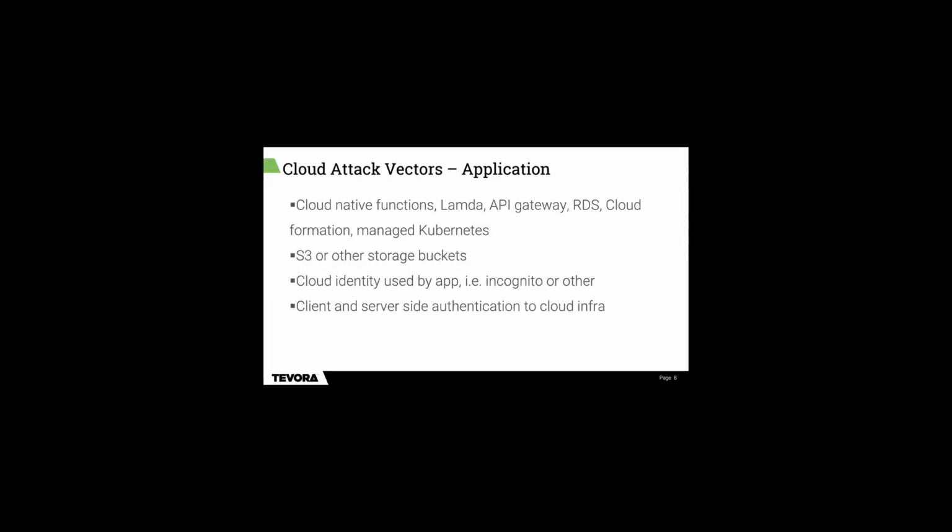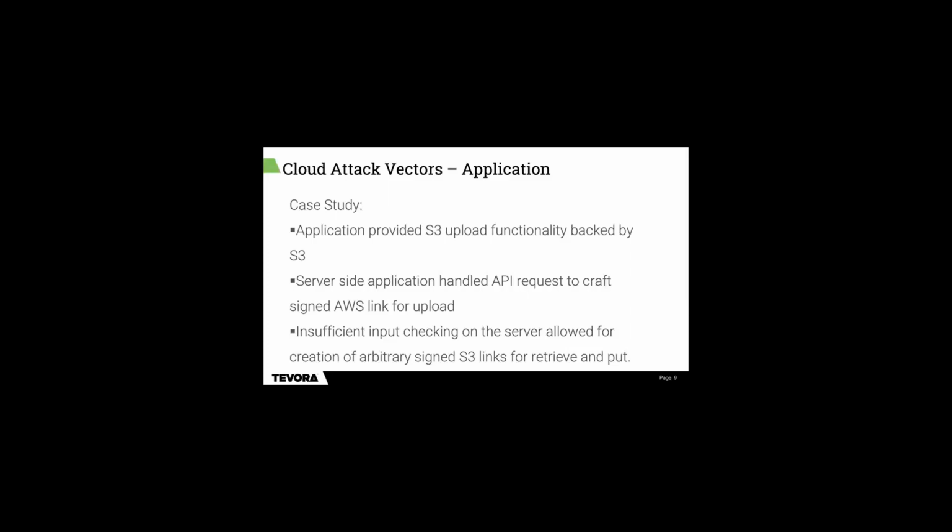And of course, client and server-side authentication to cloud infrastructure: sometimes with Cognito, that'd be directly happening on the client side. Sometimes you have more privileged access on the server side to do things like orchestrate access to S3 buckets, and diving into those is obviously important to enumerate and test. And that's something I want to briefly talk over with a case study.